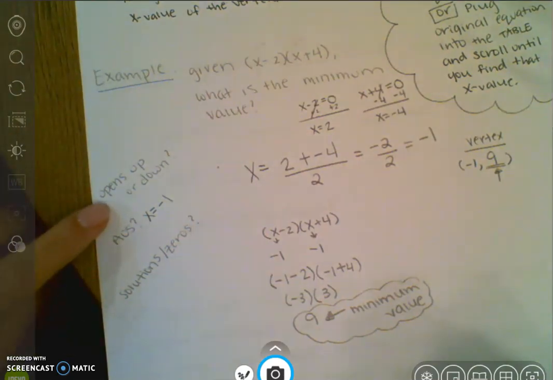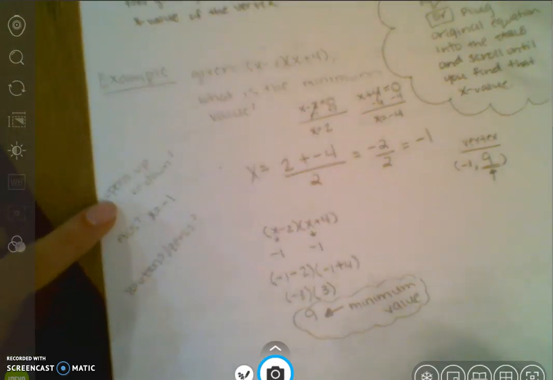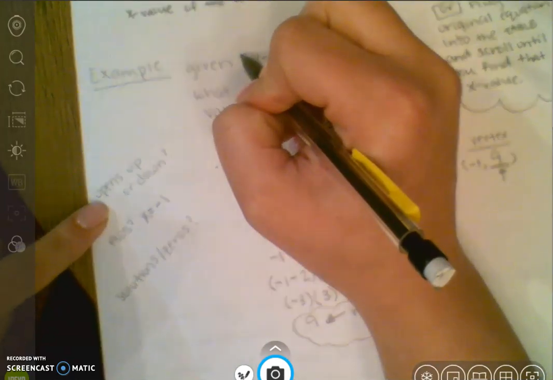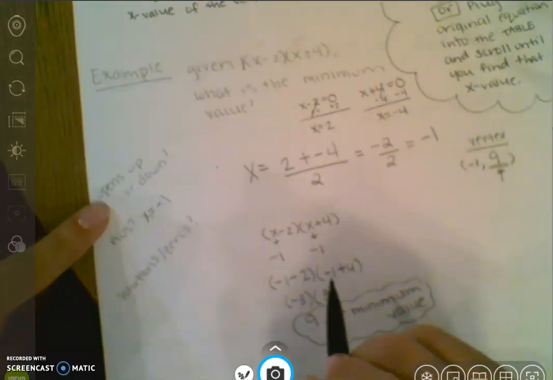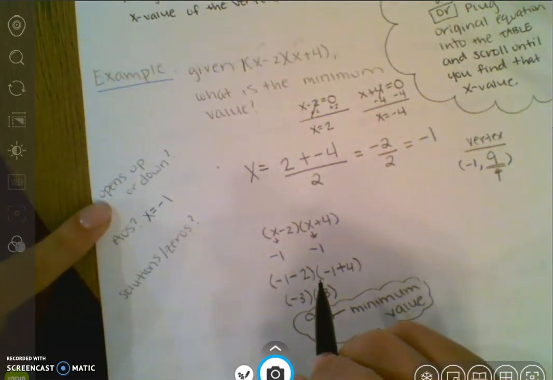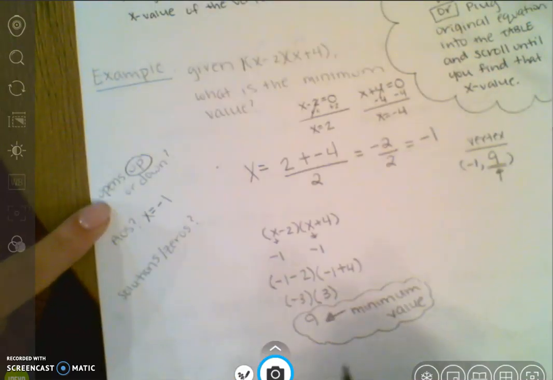Okay. So will this open up or down? Something else you can ask yourself. Well, the A is out front. My A is a 1. I don't have to write that, but it's a 1. So my A is positive. So this will open up.